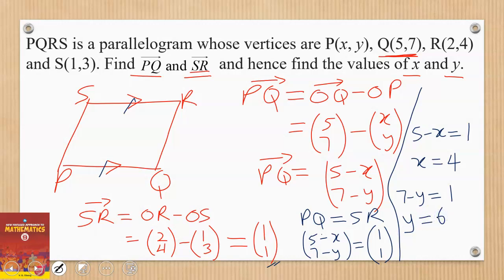So the question wants us to find the value of X and Y. The value of X and Y is 4 and 6 respectively. I'm sure this is clear now. Let's take another example and see.